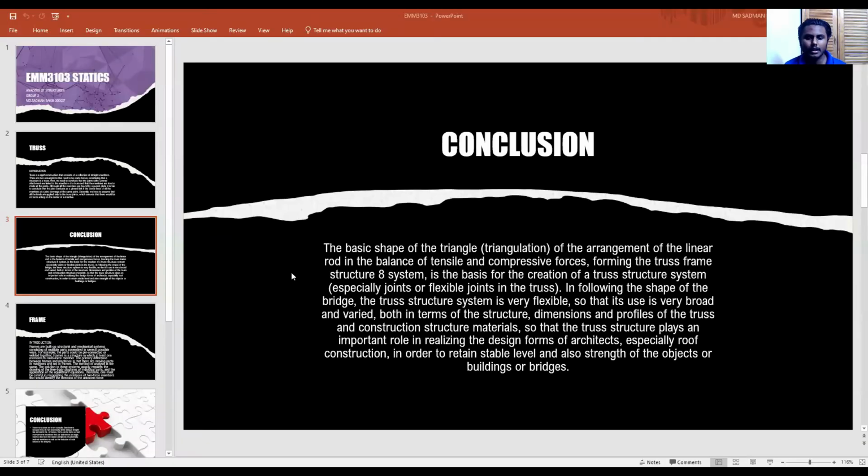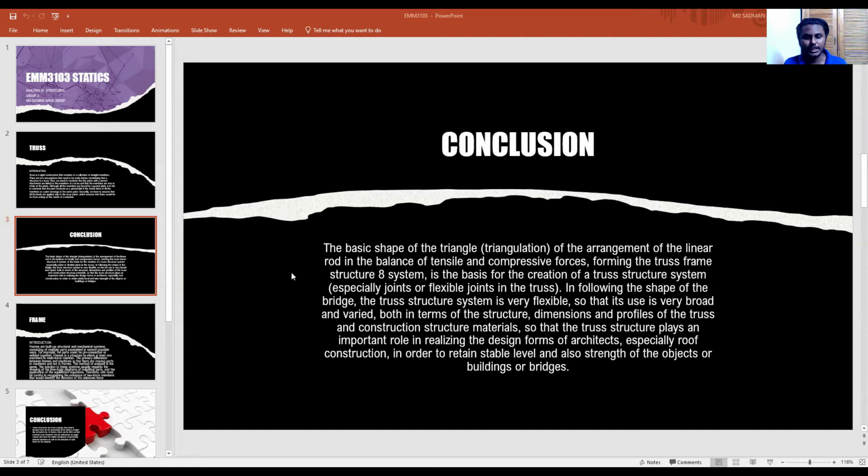Okay, now let's move to the conclusion part of truss system. The basic shape of the triangle, the arrangement of the linear rods in the balance of tensile and compressive forces forming the truss frame structure, is the basis for the creation of a truss structure system, especially joints or flexible joints in the truss.